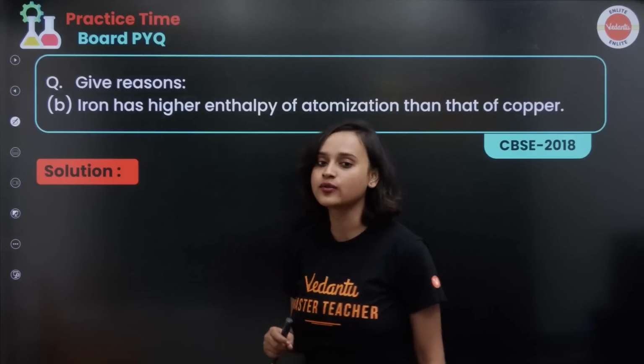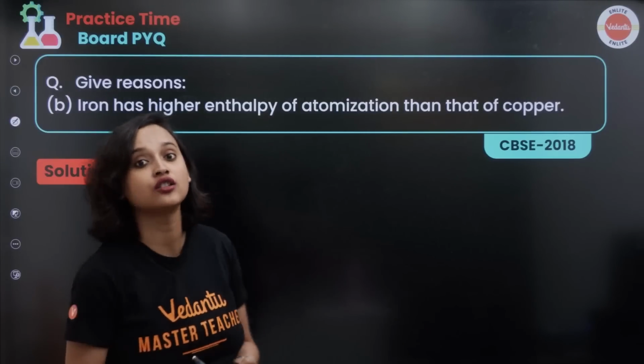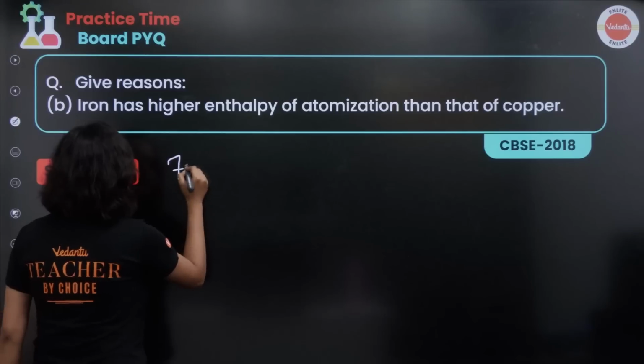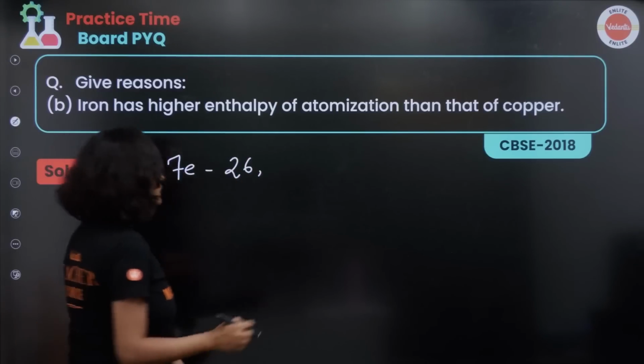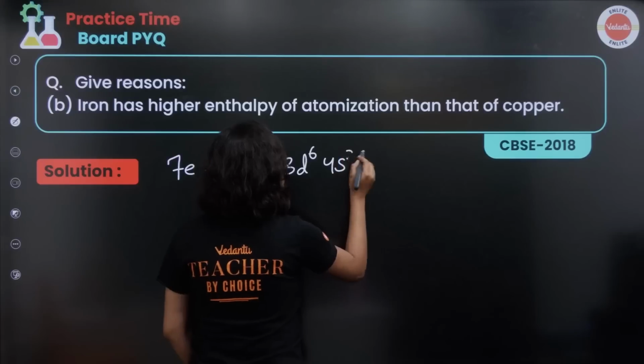Next question. Iron has higher enthalpy of atomization than that of copper. Oh, very easy. Very easy. Fe, what is the atomic number? Atomic number is 26, right? That means it is 3d6 4s2.